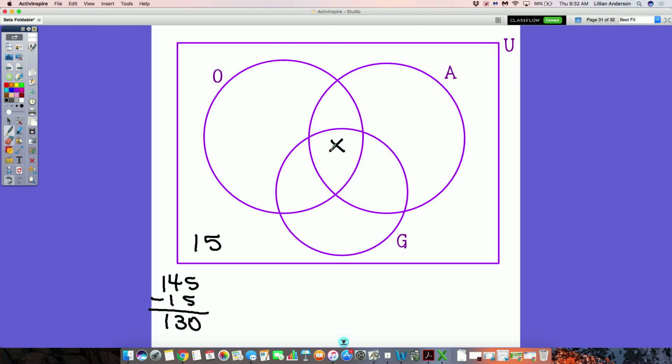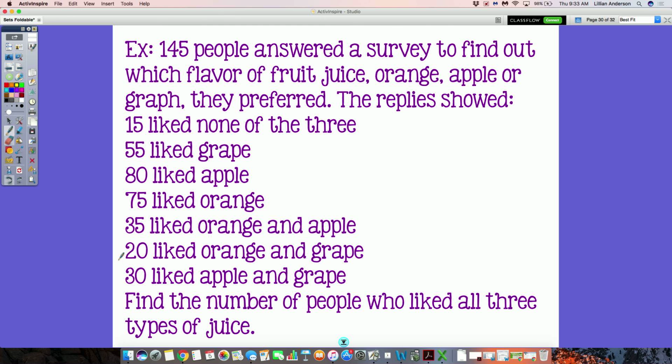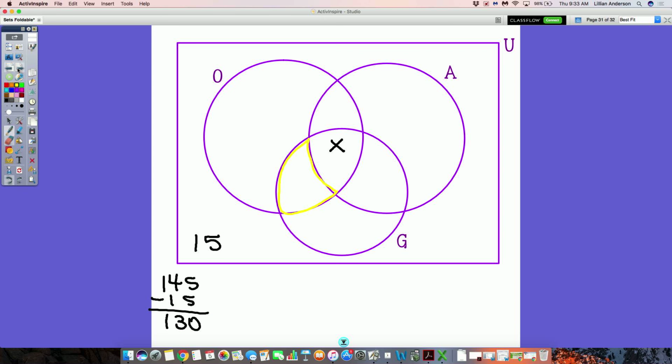Which means that this region right in here, the one where just orange and grape, or orange and grape only, what would go there? 20 minus x, because there were 20 people who liked orange and grape. So to figure out the ones who liked just orange and grape, not apple, we would do 20 minus x, just like how we did before. So we can do it extensively with the large ones as well.